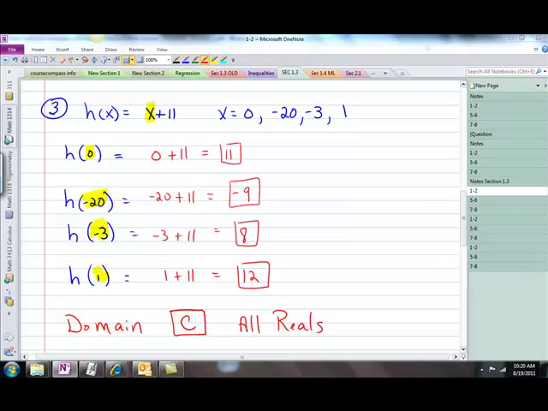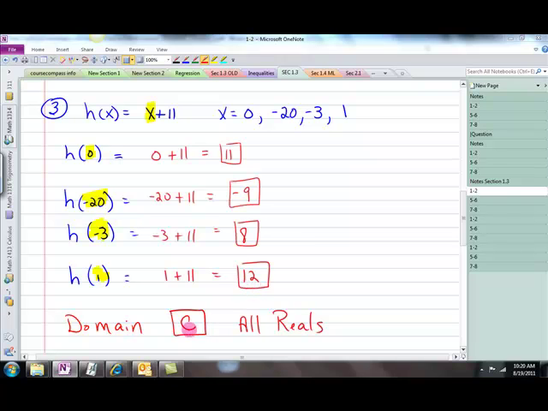All right, let's move to number 3. I didn't bring the actual problem from the problem set in, but I believe that this is it. So let's kind of go over. This is just more of that plugging in. You are given that h of x is x plus 11, and you're given x is 0, negative 20, negative 3, 1. You literally are plugging in these 4 numbers. So h of 0, you put in 0 plus 11, you get 11. Negative 20 plus 11, you get negative 9. Negative 3 plus 11, you get 8. And 1 plus 11 equals 12.